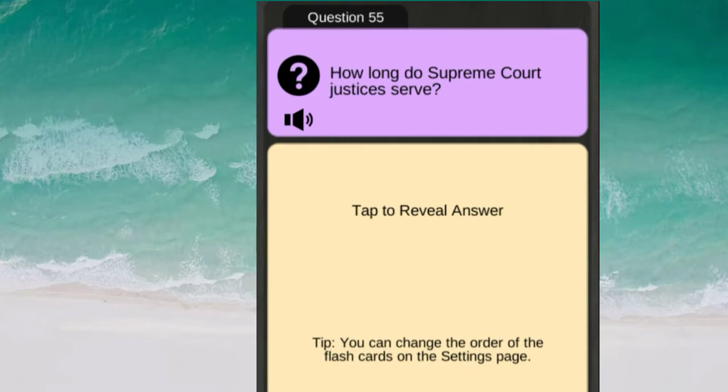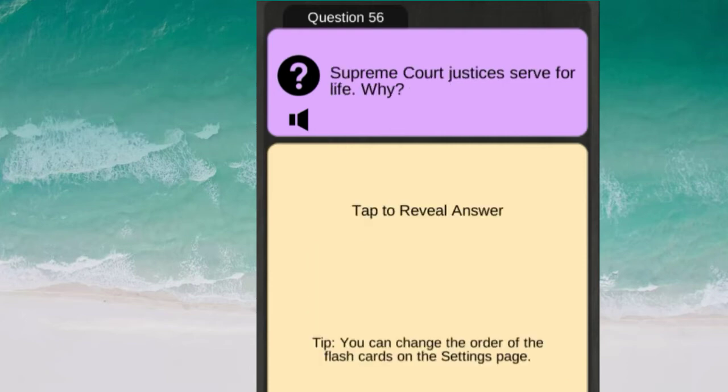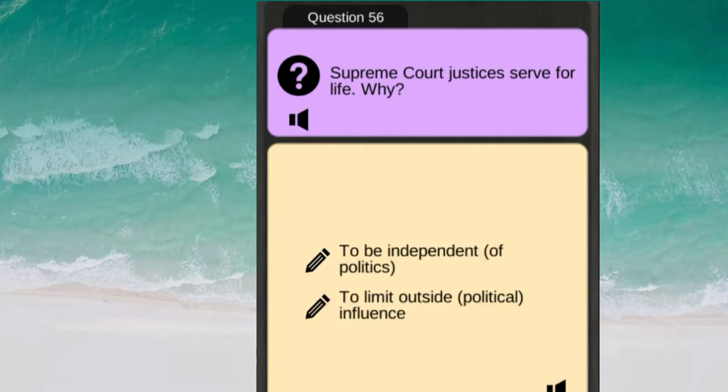How long do Supreme Court justices serve? Life. Lifetime appointment. Until retirement. Supreme Court justices serve for life. Why? To be independent of politics. To limit outside political influence.